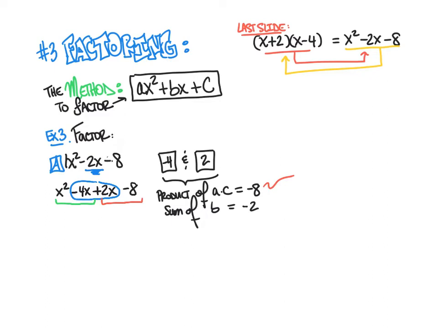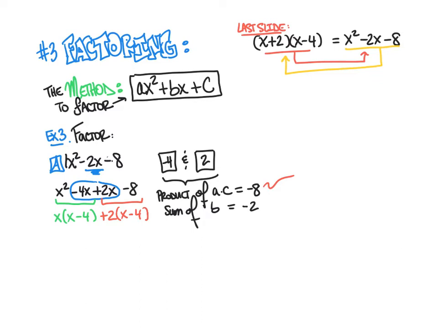It doesn't matter which order you do this. So if you had written 2x minus 4x, you're still going to get the same answer. So we have x squared minus 4x. You take out a common factor from that green group. It's an x. Okay? Now take out a common factor from the red group, and it's a 2. So you take out a plus 2. And what's left is x minus 4.